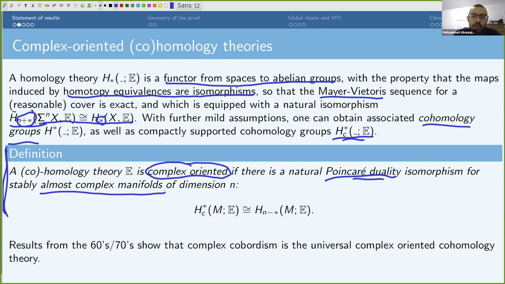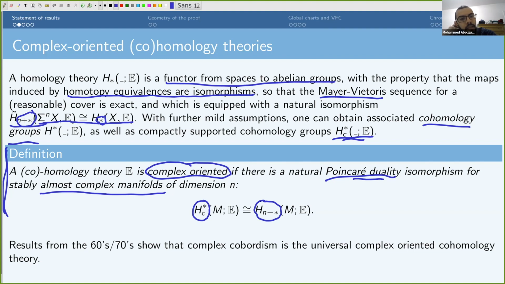Okay, so I stated it in the open case, which is why I had to introduce this compactly supported cohomology. So compactly supported cohomology is isomorphic to homology, with a shift. And I stated it so that basically the statement could be as short as possible. If I state this only for compact manifolds, then I have additional pieces of data. And this just ensures that we have all the data that we want.